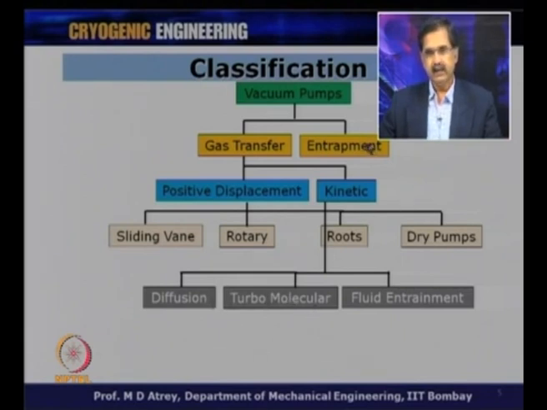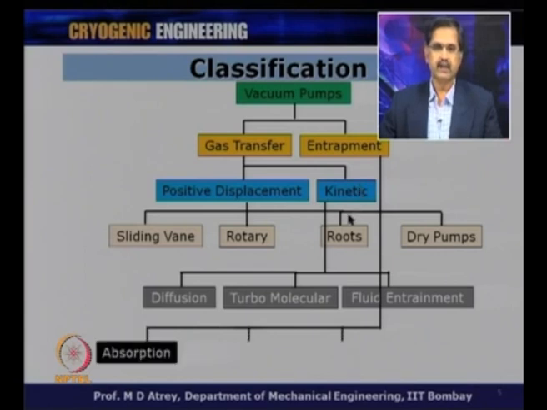The second category of vacuum pump is based on entrapment; the types discussed so far come under gas transfer pumps. The second possibility is to trap these gases. That means the gases will not be physically taken out of the system, but are trapped inside the system only. Under this category we again have several types of pumps. We have the absorption phenomenon, where the gases are just taken over and absorbed like a sponge. So, the gases are retained there, they are just absorbed.